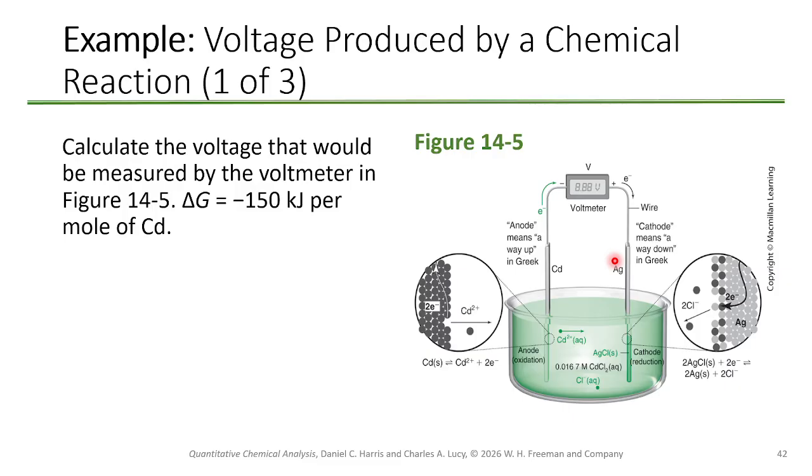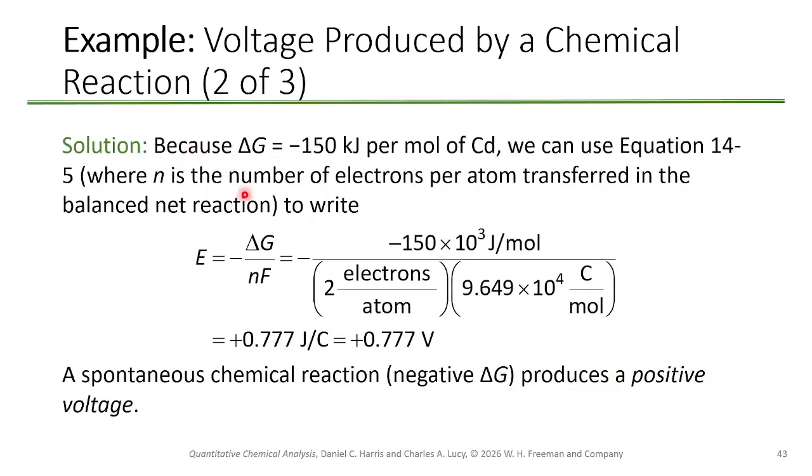So if we go ahead and calculate the voltage that would be measured by a voltmeter figure right here, the delta G is negative 150 kilojoules per mole of Cd. What we'd have to do is work back from that energy in joules per mole, right? And so that right there is a delta G. You may remember delta G equals negative nFE, right? So we go ahead and solve for that. Get E on by itself on one side.